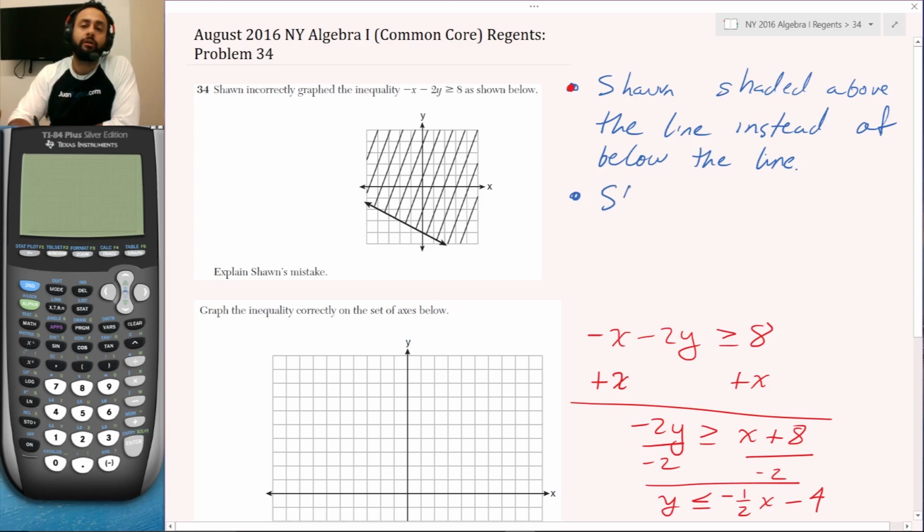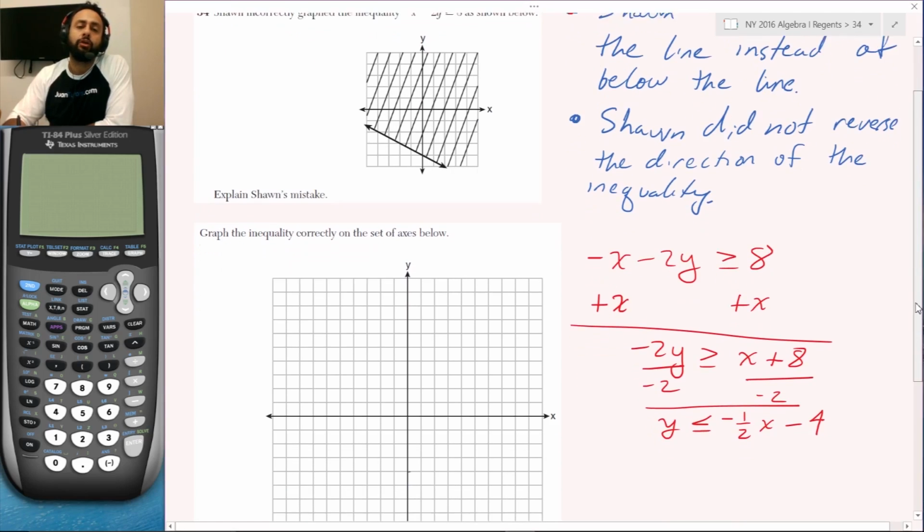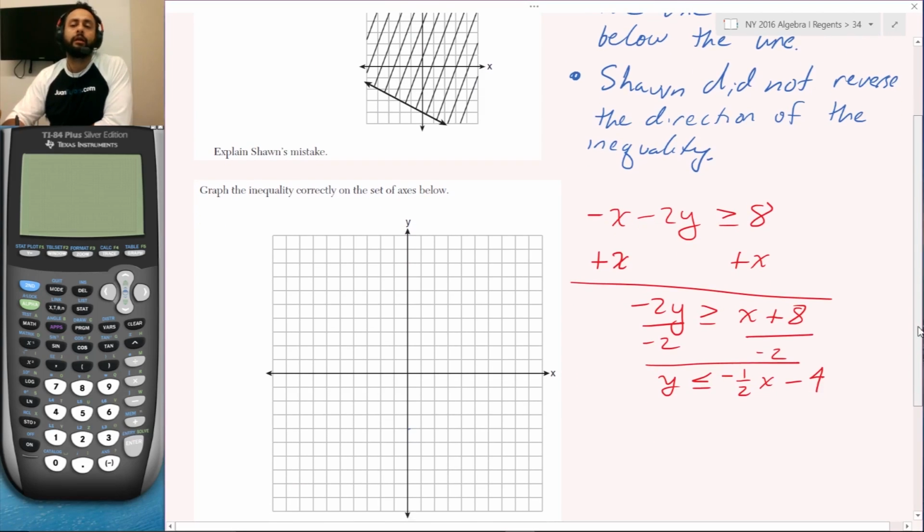You could say Sean did not reverse the direction of the inequality. And these are two perfectly valid reasons why he would have gotten it wrong, and two perfectly valid reasons that you could give. If you give any of those two reasons, you get 2 points.